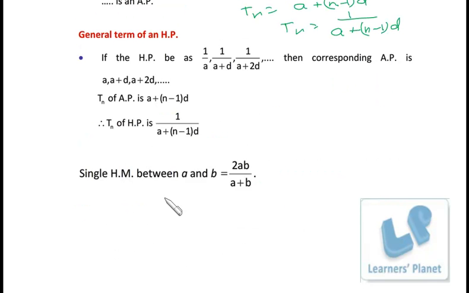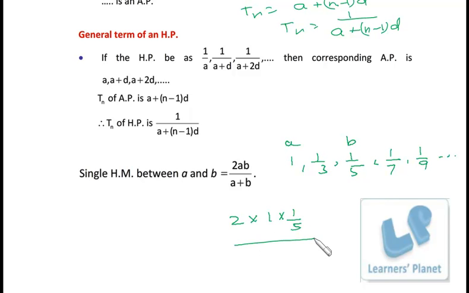Now, the harmonic mean between a and b is given by 2ab upon a plus b. Suppose we have the sequence 1, 1 by 3, 1 by 5, 1 by 7, 1 by 9 and so on. This is suppose a and this is suppose b. So the harmonic mean between a and b we can calculate: 2 into 1 into 1 by 5 upon 1 plus 1 by 5. So that is 2 by 5 upon 6 by 5, that is 2 by 6, that is 1 by 3.